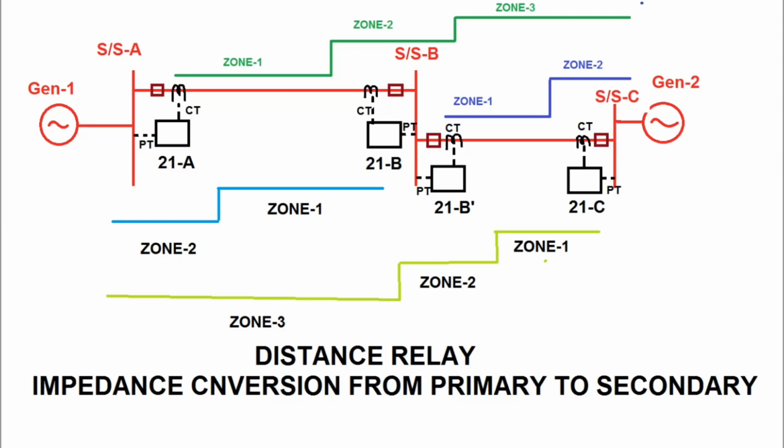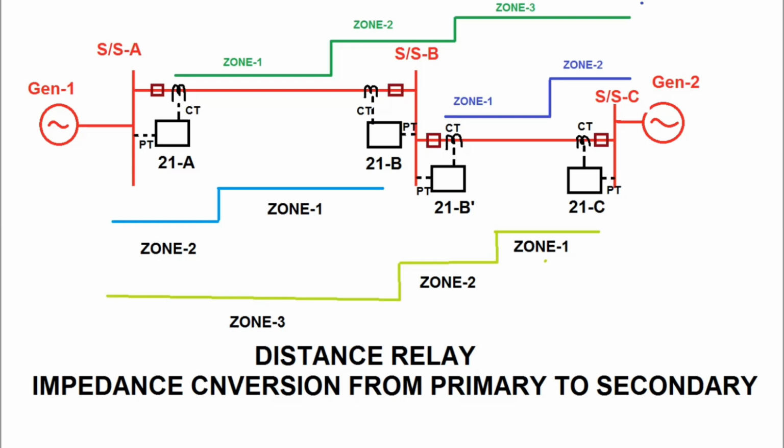If a fault occurs within the protected zone, then the distance relay will pick up as per the zone setting. The relay will sense this fault from the CT and PT secondary inputs which are given to the relay, and if the fault is within the zone, it will send a trip signal to the circuit breaker to isolate the fault.